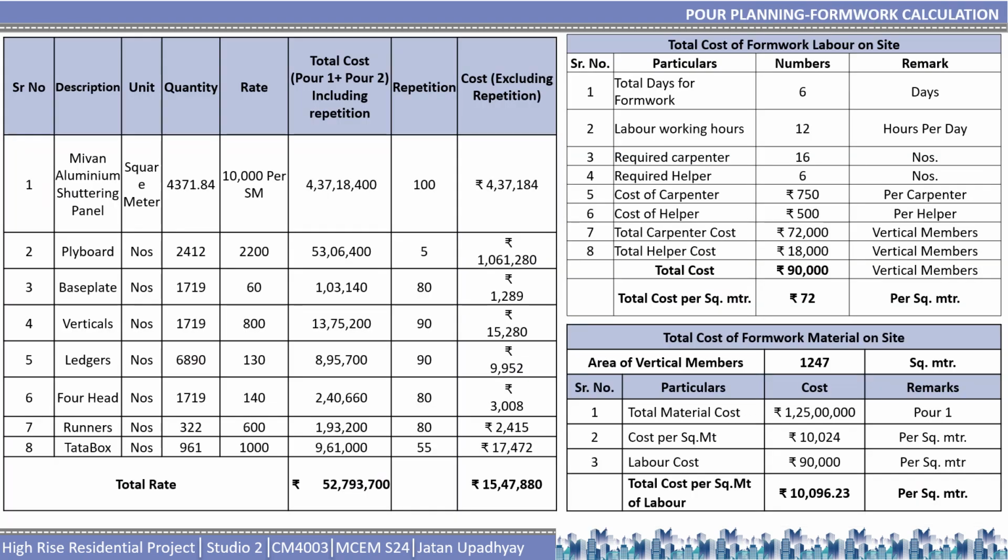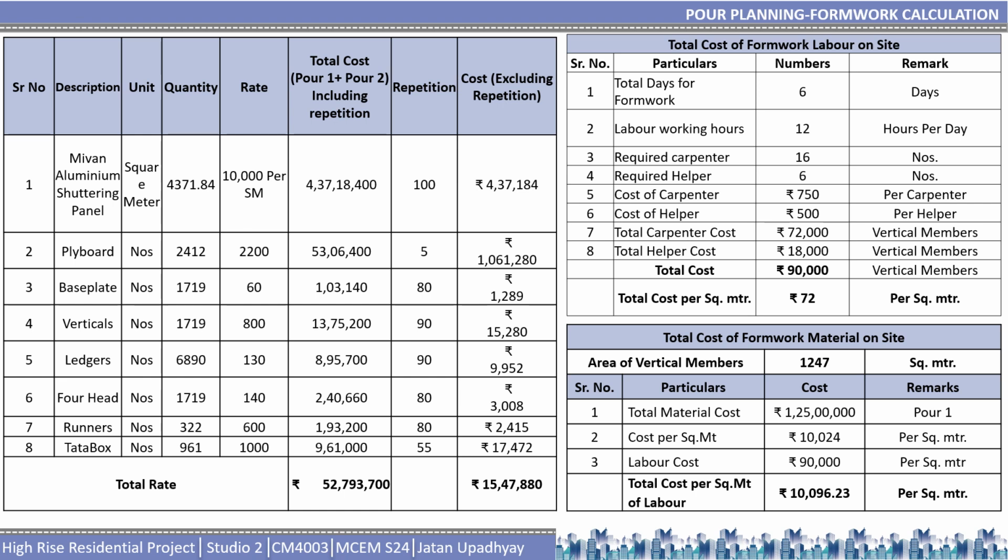This is the calculation of the direct cost for the formwork. To derive cost, we consider all the parameters such as aluminum shuttering panel material, ply board, base plate, verticals, ledgers of scaffolding, then forkheads, runners, and dataum box. So, after considering quantity and rate, the total cost for both pours, including repetition, is around 5 crores. Also, we derive the quantity of repetition for all the segments.